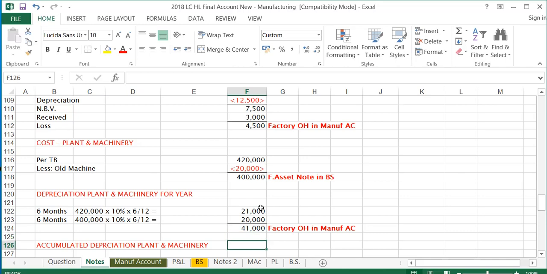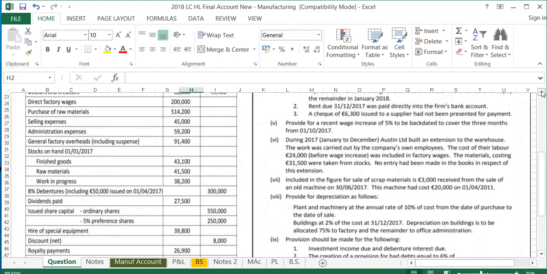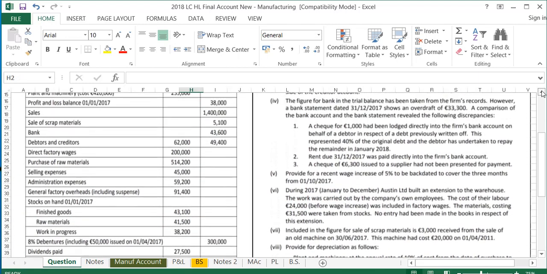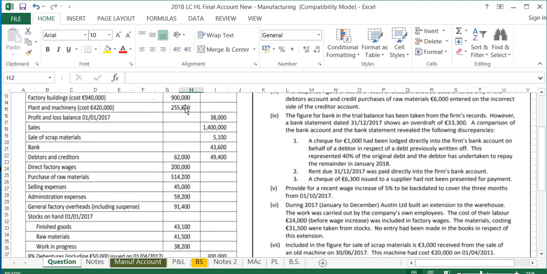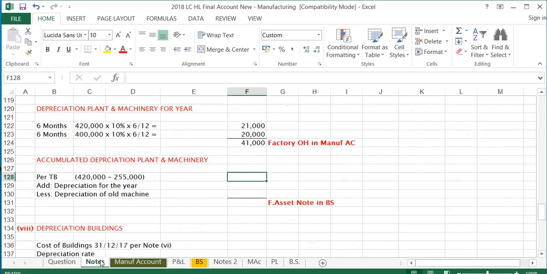I now need to work out the accumulated depreciation of plant and machinery. So from the trial balance, if I go up to plant and machinery, I can see that the cost was 420 and it's now worth 255. So the difference must have been the depreciation. So 420 minus the 255 gives me the accumulated depreciation at the start of the year.